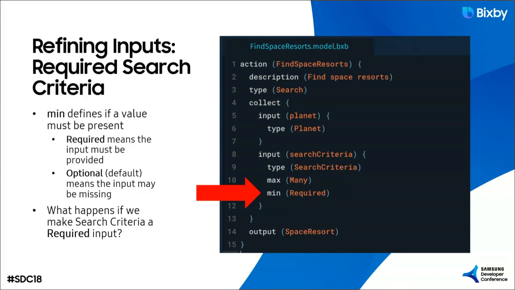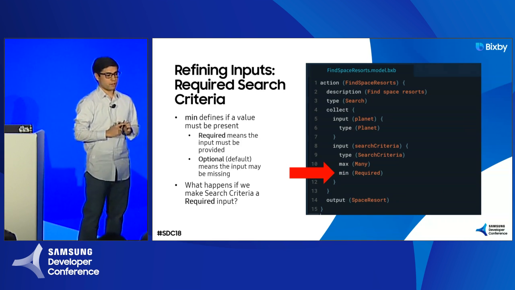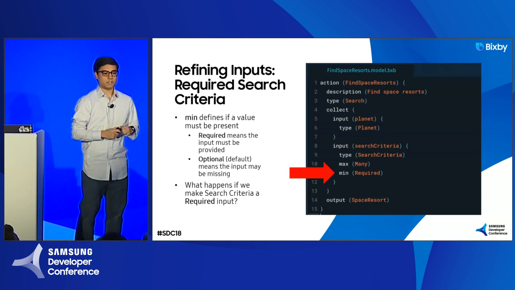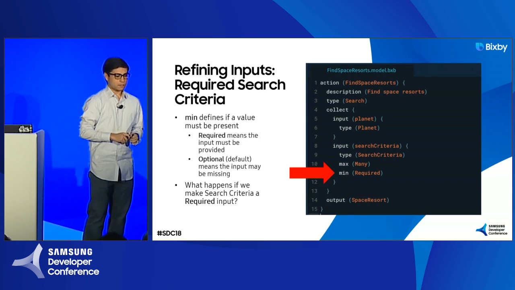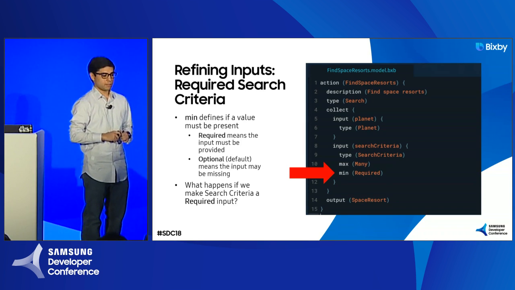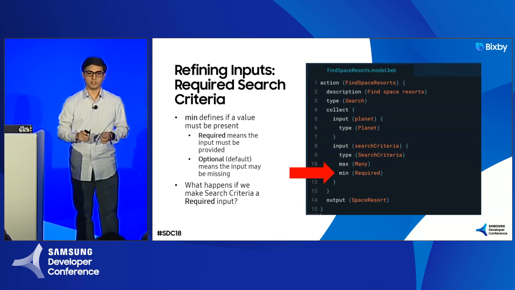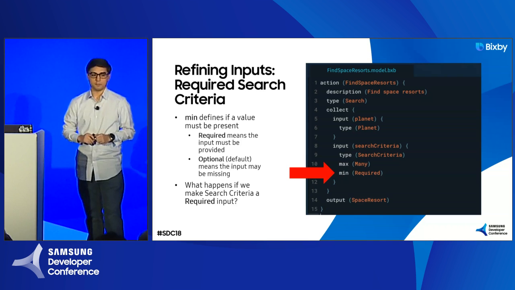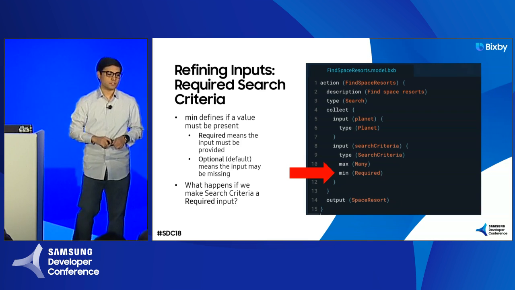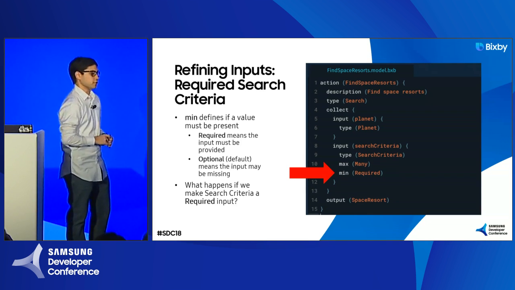So let's change gears a little bit. Let's refine our inputs by using this keyword min. And min defines whether the input must be required or if it can be optional, if it doesn't have to be provided by the user. So let's try this experiment. What happens if we make search criteria a required input? Let's see how Bixby behaves. To do this, let's try a demo in the simulator.